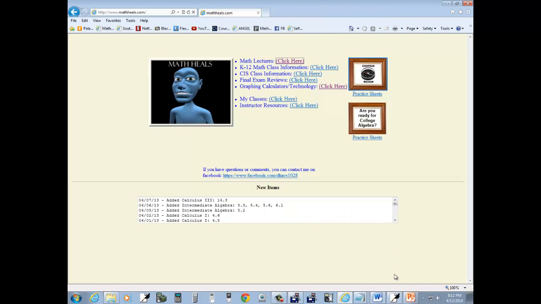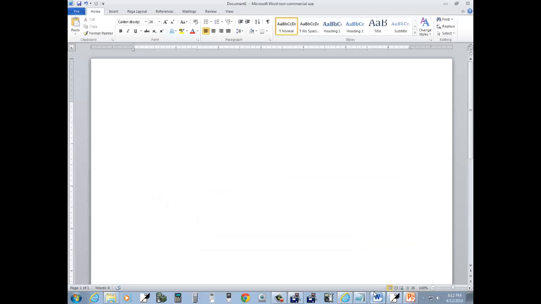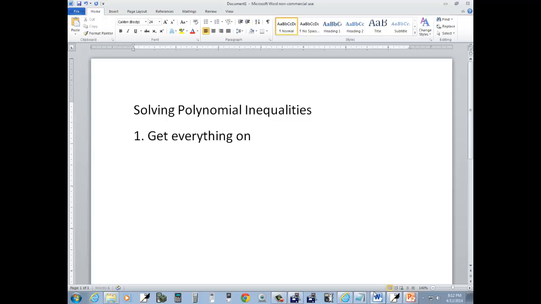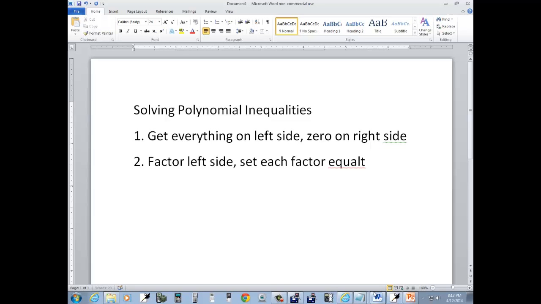Okay, polynomial inequalities. So, solving polynomial inequalities. Step 1, get everything on the left side, 0 on the right side. Step 2, factor the left side, set each factor equal to 0, and solve.